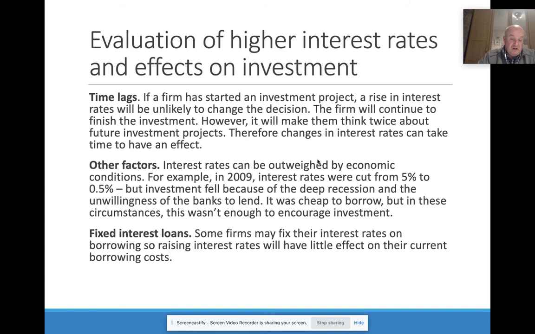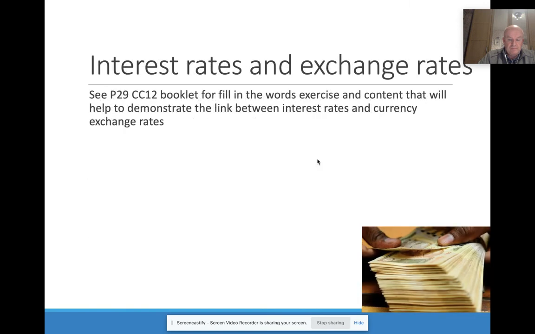And fixed interest rate loans clearly would also have an effect. If you've got a fixed interest rate on your borrowing, a rise or a fall in interest rates will have very little effect on your current borrowing costs.